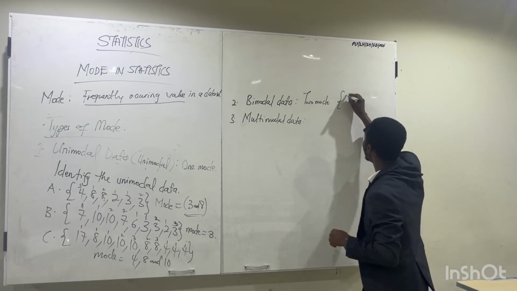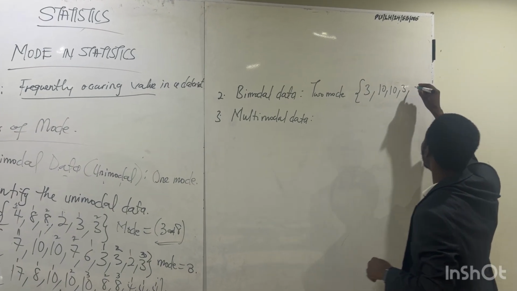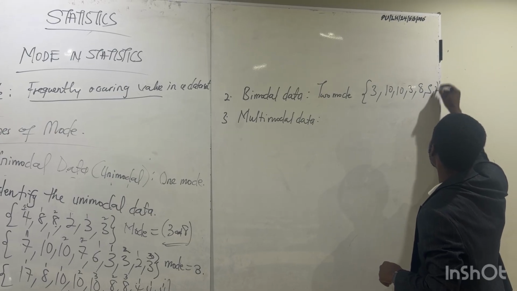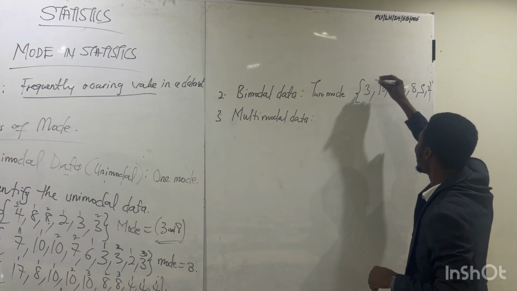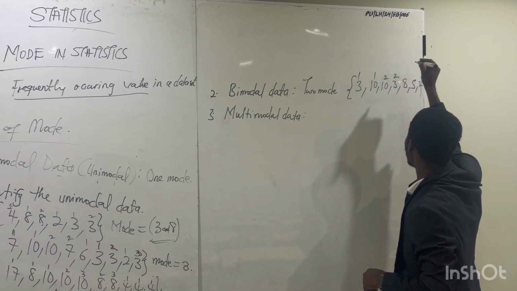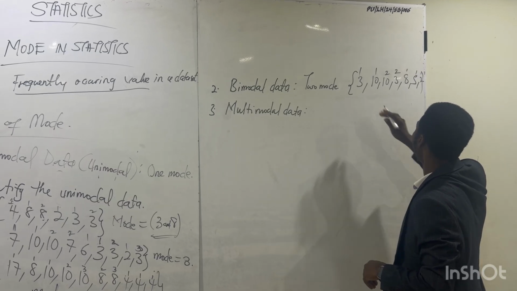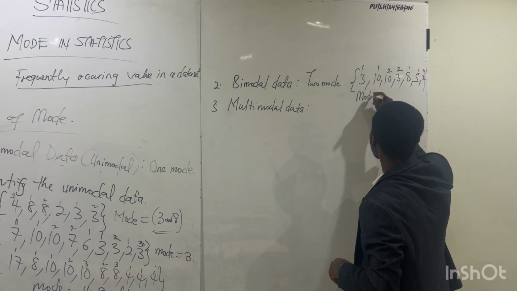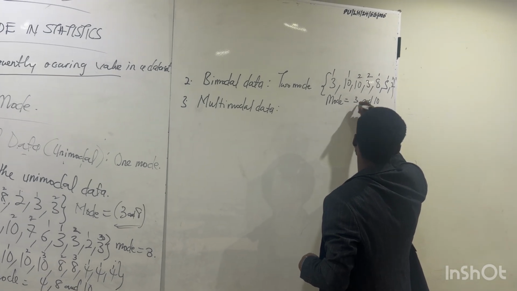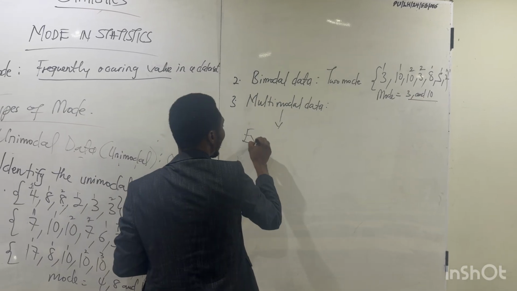Example: 3, 10, 10, 3, 8, 5, 2. Okay, so let's look at this data set. You see we have 3 occurring twice, 10 also occurring twice, 8 is occurring once, 5 is occurring once, 2 is occurring once. So in this data set, the modes are 3 and 10. Is that okay?